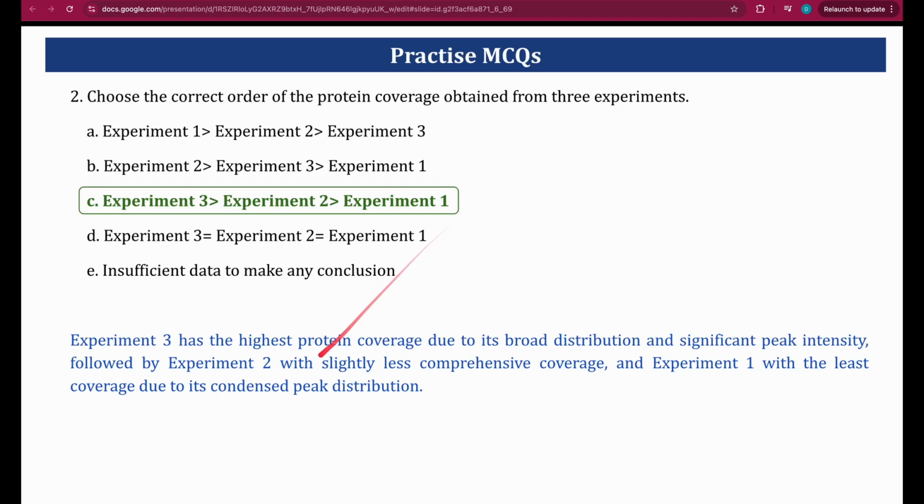experiment 1. So experiment 3 has highest protein coverage due to its broad distribution and significant peak intensity, followed by experiment 2 with slightly less comprehensive coverage, and experiment 1 with least coverage due to its condensed peak distribution, because it is eluting quite fast. So that's why the peaks are very condensed, they are very close to one another.